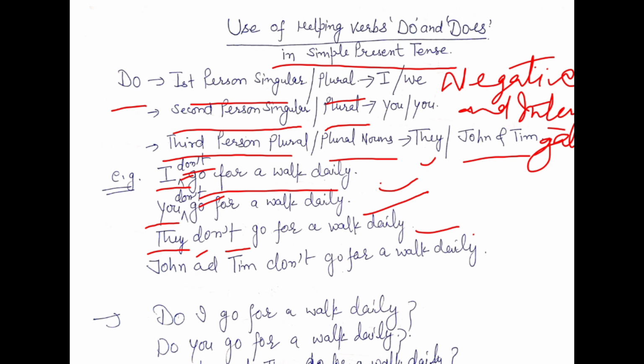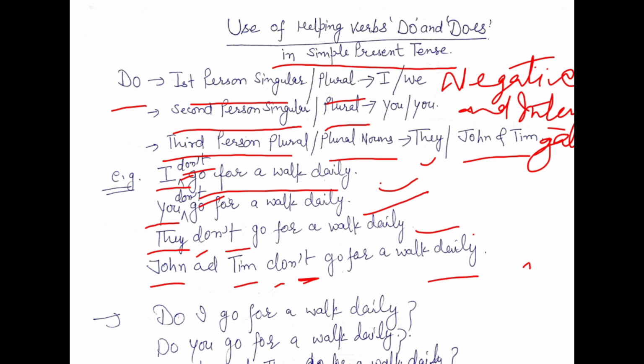Next is John and Tim. Here we have two nouns, John and Tim. Two nouns become plural nouns. Whenever you have plural nouns, you have to use do helping verb in negative sentences. Negative is in this way because you have used here not. So you write in this way: John and Tim don't go for a walk daily. I thought that you have got the proper understanding of the use of do with the help of these examples.